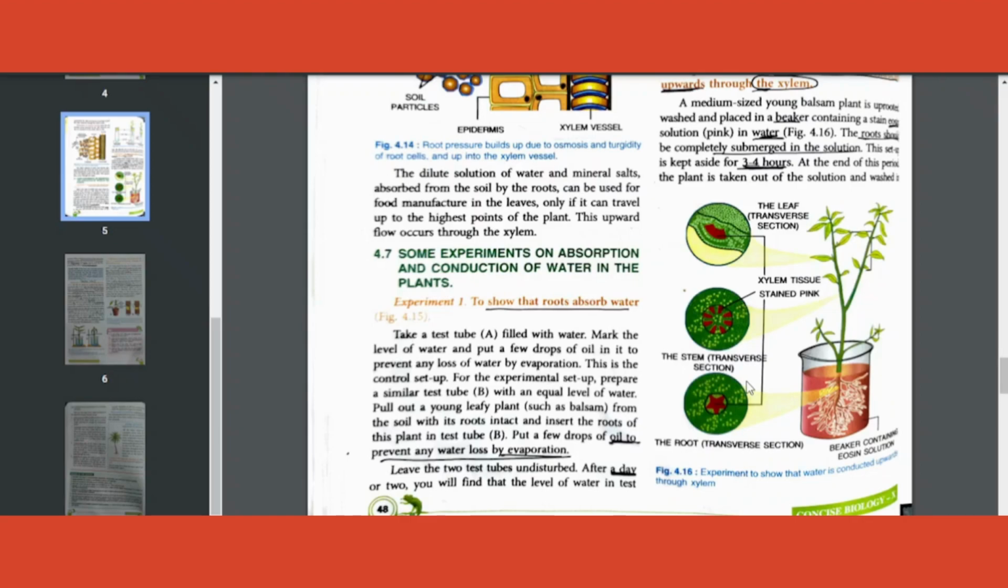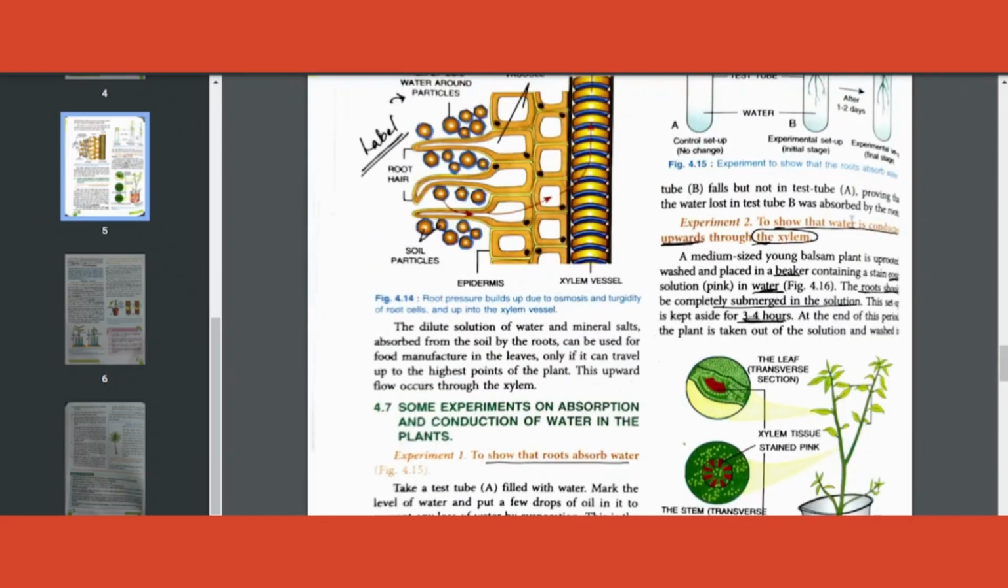Right? Where did the colored water run through? It ran through a set of tissues called xylem. We can easily observe the xylem ring in this experiment. Hence, we can say that the colored water that we made passed through this tissue, and hence water is conducted upward by xylem.